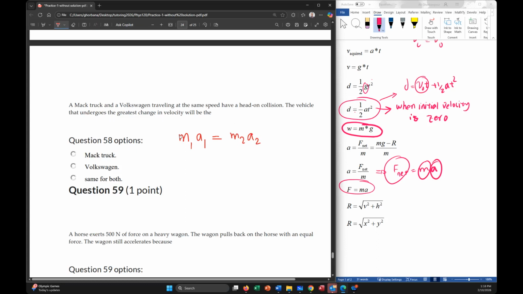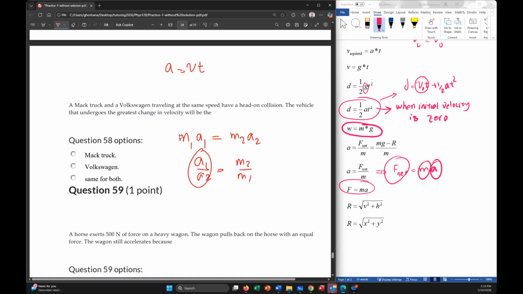The vehicle that undergoes the greatest change in velocity, okay, because it's smaller. And what is the acceleration? Velocity divided by time, yes? Good. Acceleration is directly related to the velocity, good? So which one has the greatest change in the velocity? Again, acceleration 1 over acceleration 2 is going to be what? Mass of the 2 over mass of the 1.